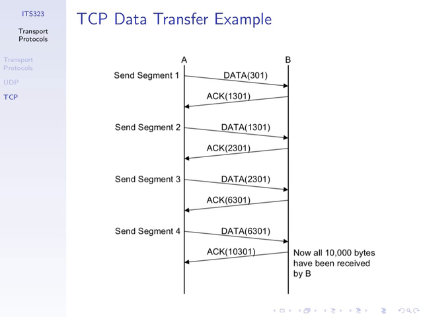Successfully received, send back an ACK saying I now expect 6301. When we receive the fourth segment here, it contains bytes 6301 up to 10,300. And hence we get the final ACK saying I now expect 10,301.